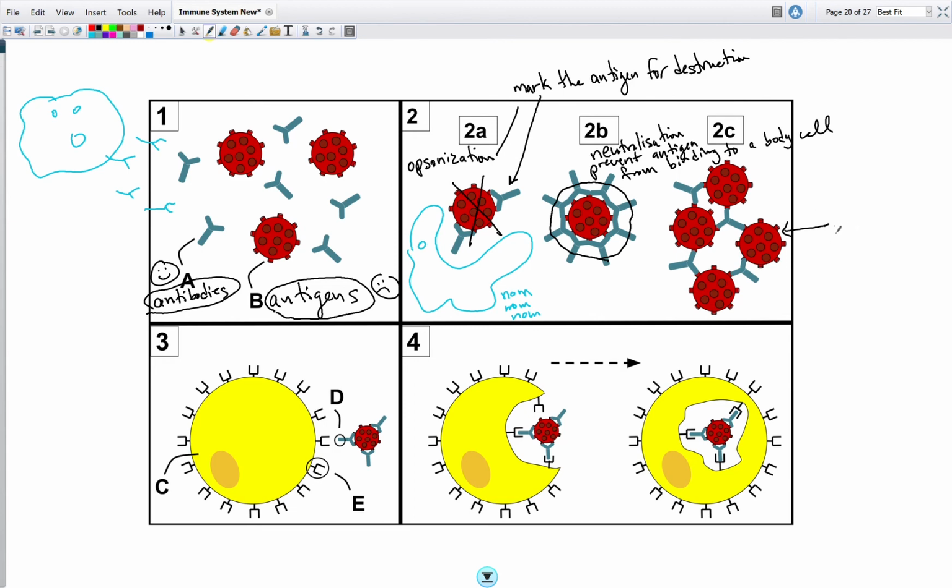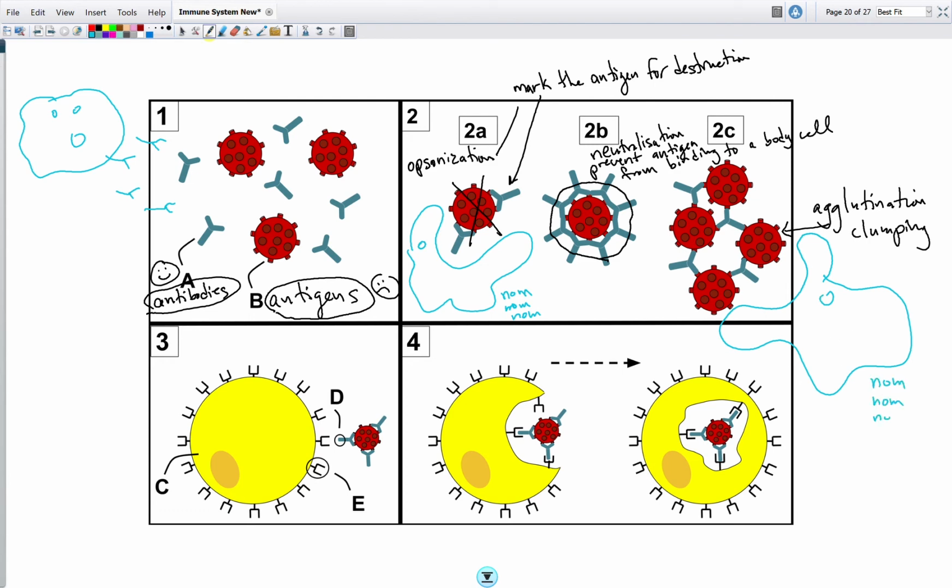Final process in 2C, this thing here, you see, you got a whole bunch of antigens attached to a whole bunch of antibodies. That's called agglutination. And agglutination is another fancy word for clumping. And so when we clump all this together, what ends up happening is a white blood cell, a giant phagocyte, is going to come in and gobble all of that up and go nom, nom, nom.